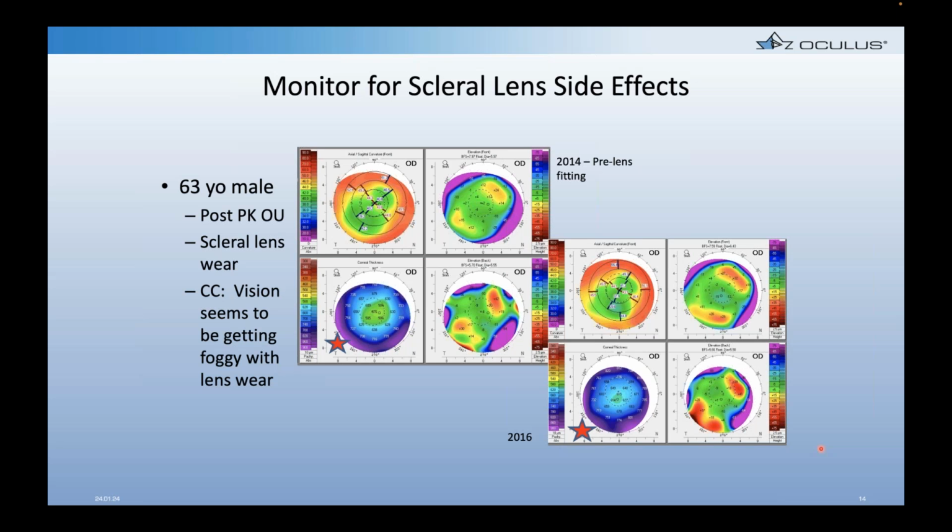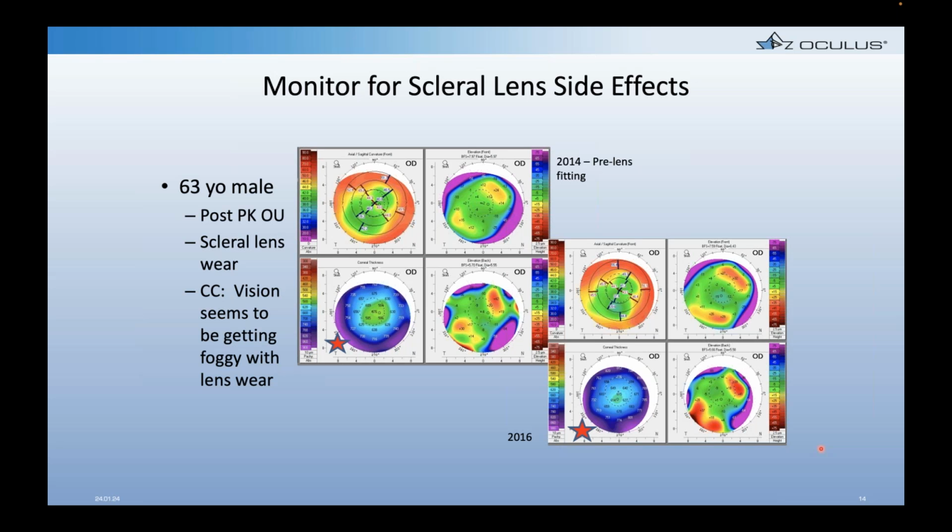In this case, we had a patient in the upper left, a 63-year-old male post-PK, scleral lens wear, complaining at a follow-up a few years later that the vision seems to be getting foggier. As you check the acuity, it certainly has dropped off from 20/30, 20/40 to about 20/50. And the concern is, is this graft failing? Is the scleral lens aggravating the situation and creating more corneal edema? And in fact, we do repeat their Pentacam and find that their cornea is about 20 to 30 microns thicker. So this patient indeed was developing corneal edema from their lens.